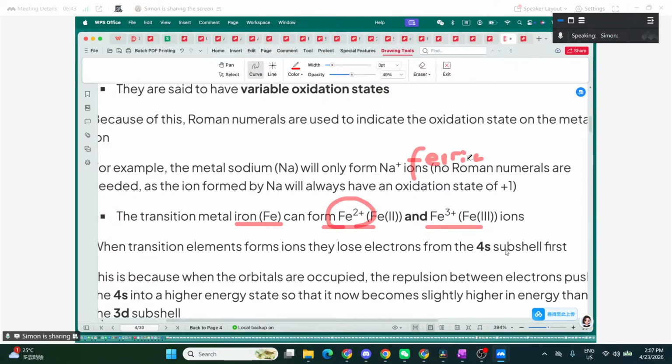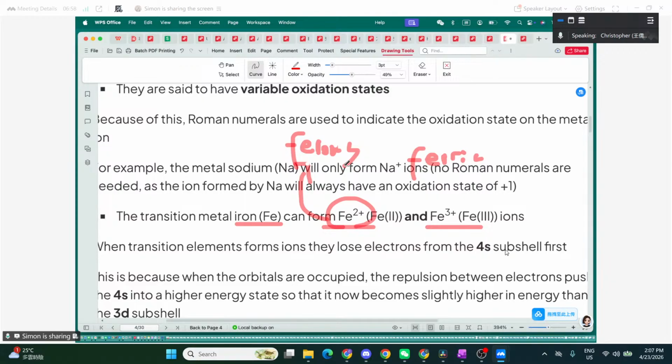Ferric. And the two positive is the ferrous. Ferrous. Understand now? Okay, this one.